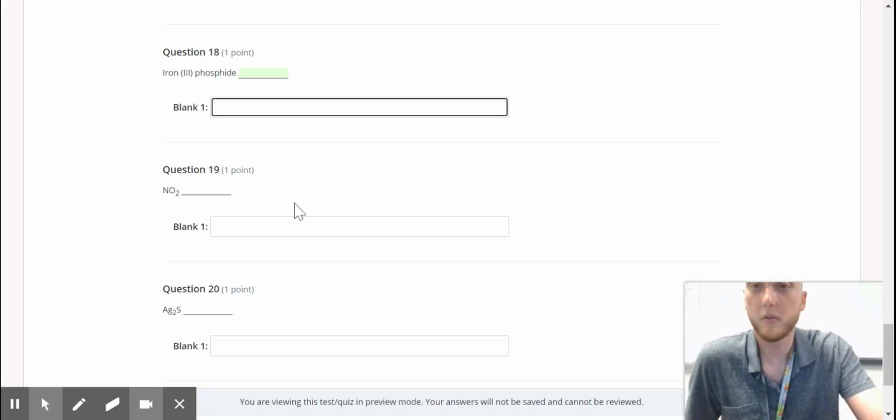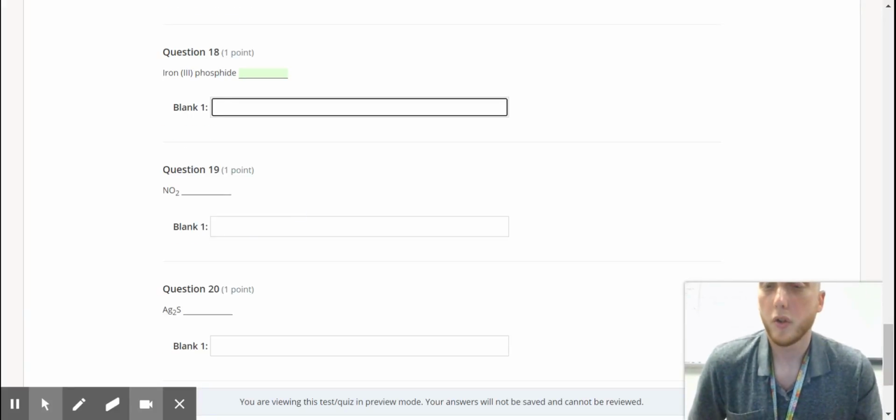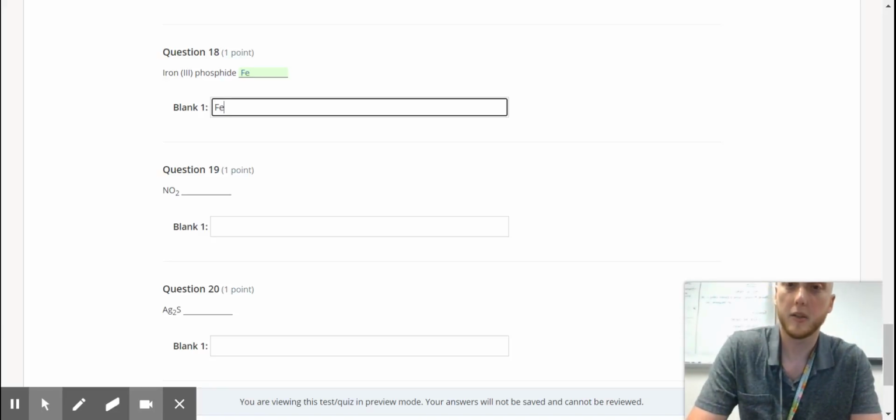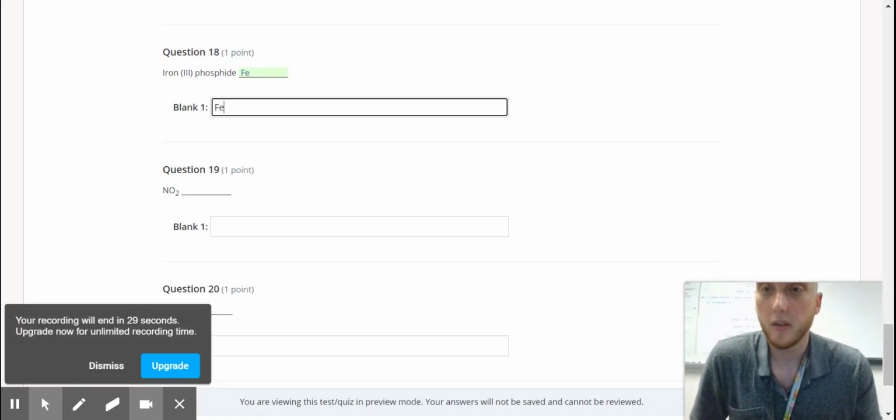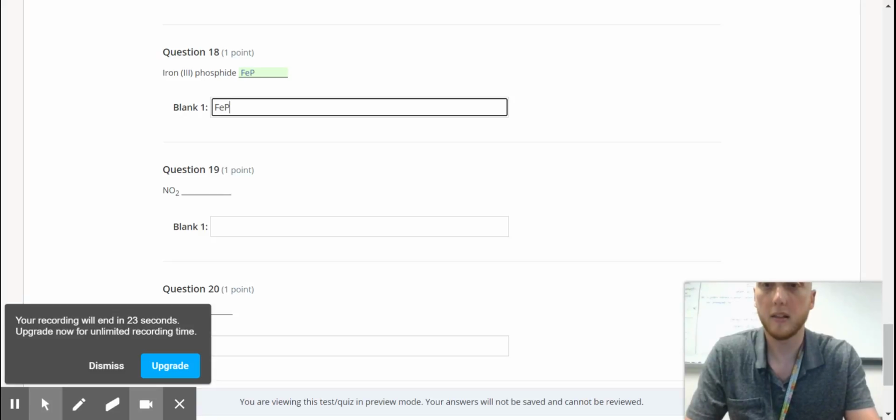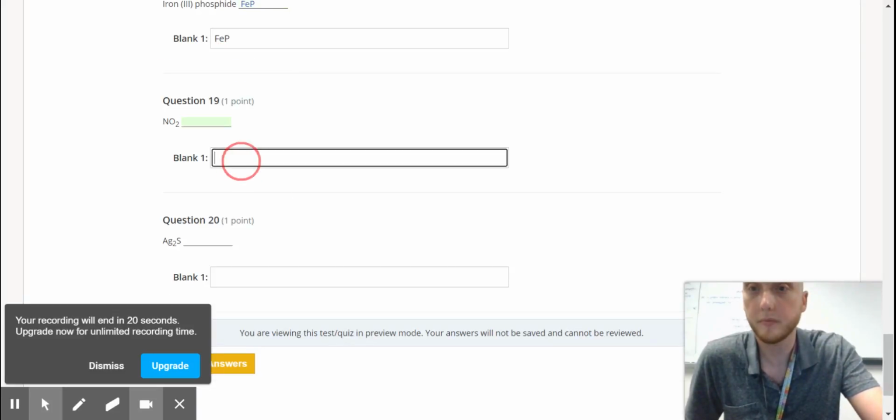Here we have iron 3 phosphide. So it's telling us the 3 is that Fe has a +3 charge. If we check phosphide, or phosphorus, you know it's going to have a -3 charge. They cancel out, so it's just FeP.